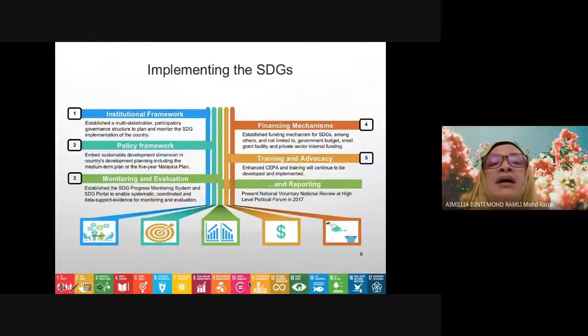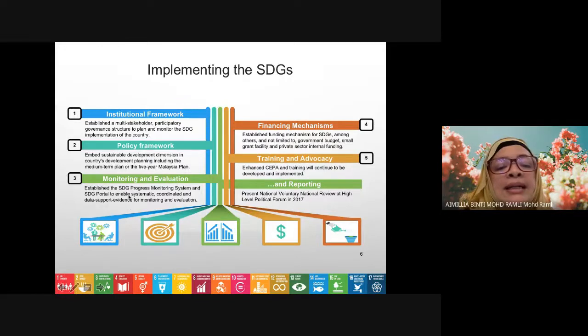So then we have implementing the SDG from the institutional framework, where we establish a multi-stakeholder participatory governance structure to plan and monitor the SDG implementation of the country, until the policy framework, where we create policies for the country to meet the country's SDG plans, and also the policy of our country, our economic plan, must match. In Malaysia, we have an economic plan every 5 years. Okay, so SDG must be included in the planning of the Malaysian plan.